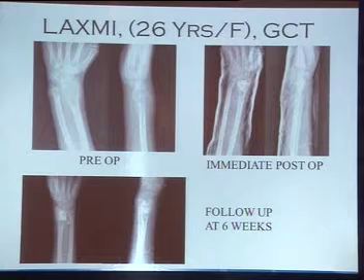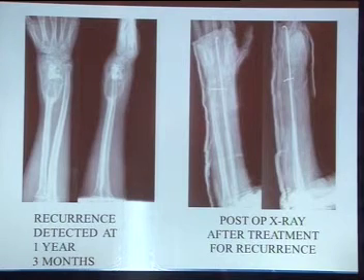This is a patient of giant cell tumor of the distal end of radius who was going uneventfully, and she had a recurrence. It was detected at 1 year 3 months. And then she underwent fibular grafting along with fixation with K-wire. And this is the post-op X-ray.